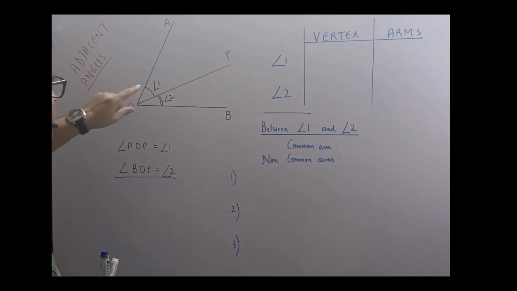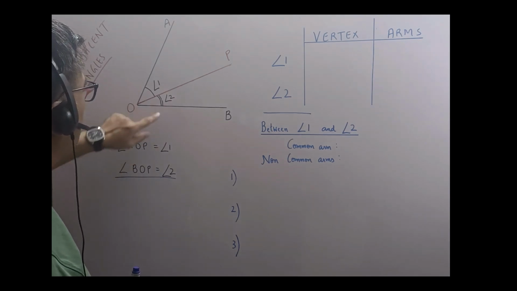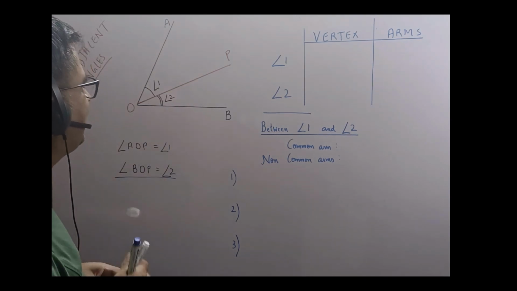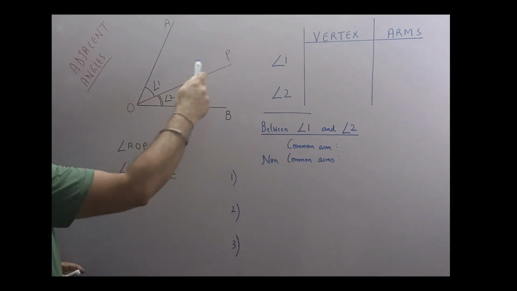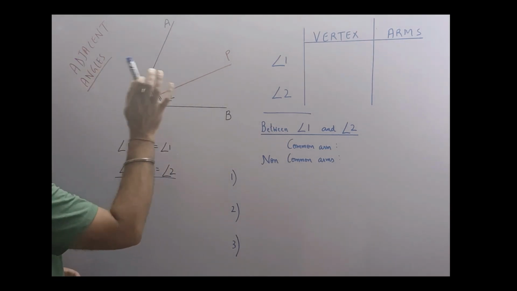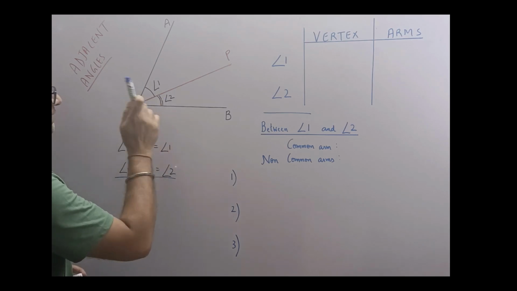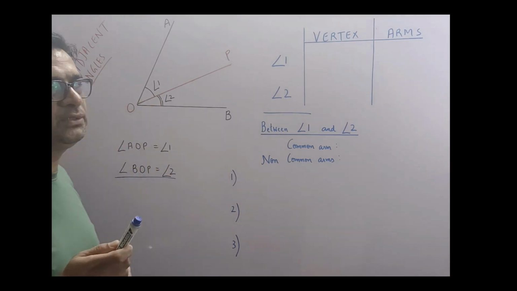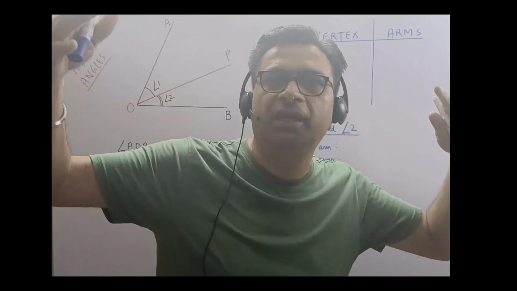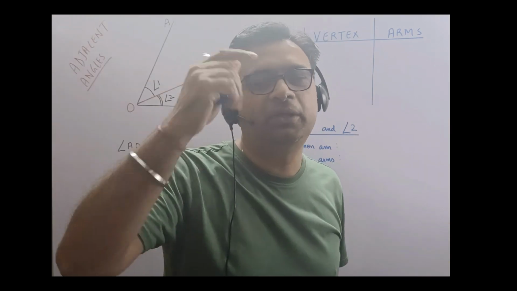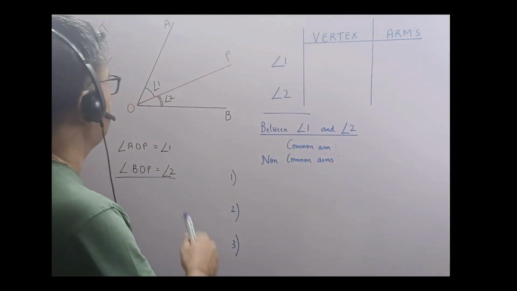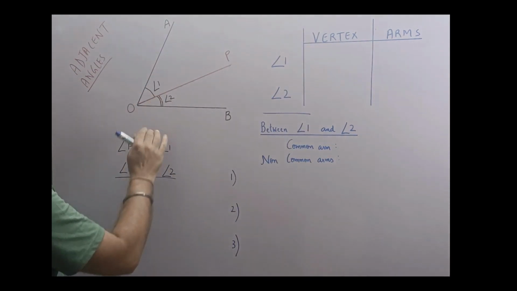We are going to study these two angles, angle AOP, which we have just named as angle 1. We have just named it angle 1. And angle BOP, which we have named as angle 2. Why angle 1 and angle 2? Just for easy reference. Instead of calling angle AOP, we'll call it angle 1. That's the overall reason. No other reason as such. So these are the two angles.